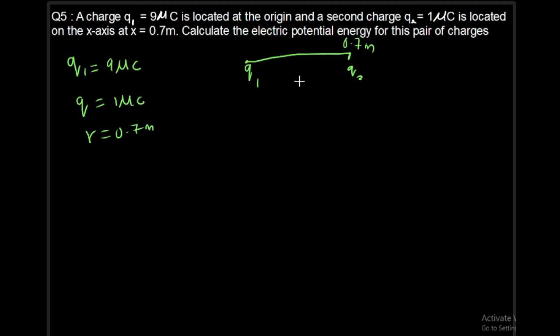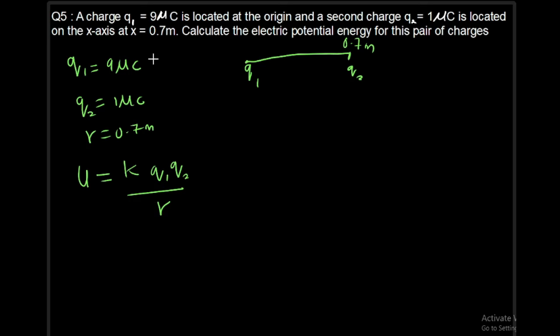They say calculate the electric potential energy for this pair of charges. So we are looking for U. Again, we have a pair of charges, so our equation will be U equals K Q1 Q2 all over R. This is the equation whenever we want to calculate electric potential energy for a pair of charges.